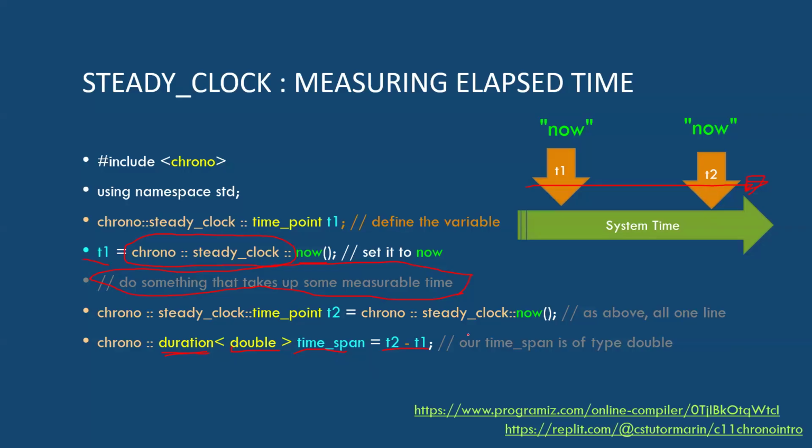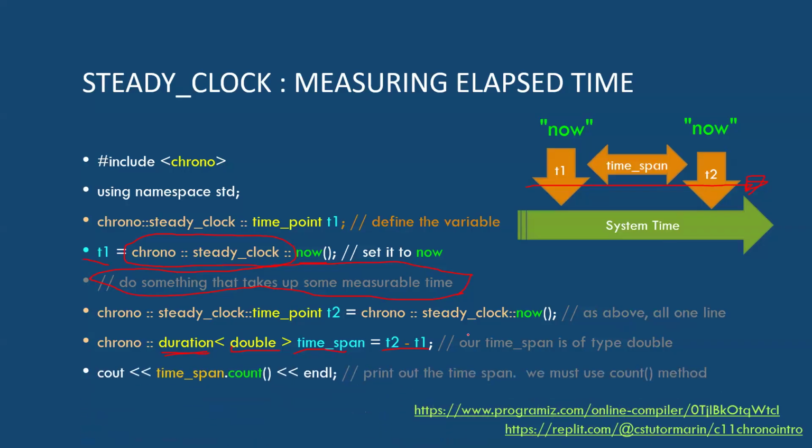So the minus here is an overloaded operator in the time point class. So we're not going to dwell on that, but we should all kind of know what that means given the stuff that we've covered so far. And so now we can just say, hey, what is the count? How many doubles are in there? It should print out that value so we can see what that is.